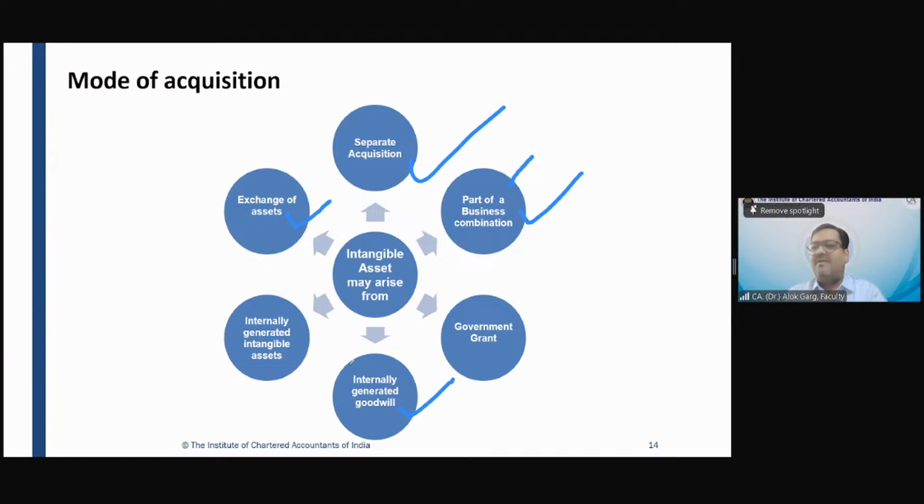We don't recognize it as intangible. We don't recognize internally generated goodwill. It is prohibited, right? Internally generated goodwill. What about government grant?